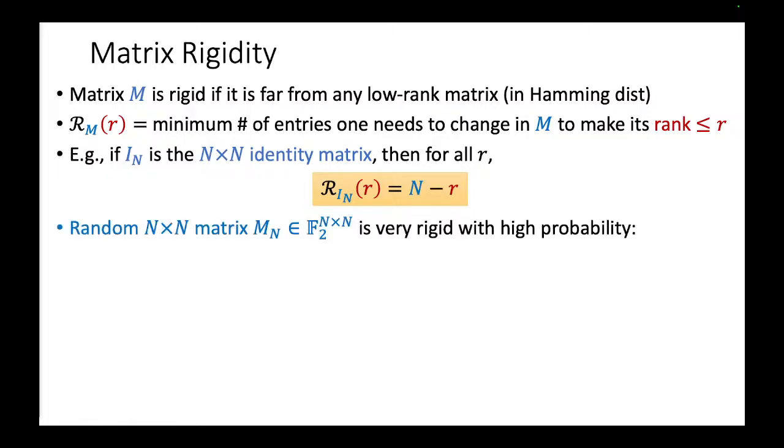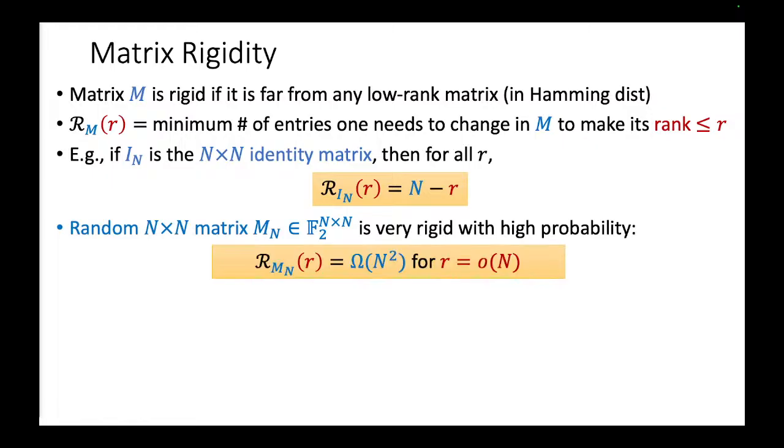By contrast, if you had, let's say, a random n by n matrix over F2, for example, but this generalizes, then it's very rigid with high probability. You likely have to change a constant fraction of all its entries to make its rank even slightly sublinear. So there's a whole challenge here of trying to understand the rigidities of interesting matrices and find rigid matrices. Is the rank here over F2 or R? I guess in this example, F2, but it is true over R also. If you had a 0, 1 matrix over the reals, this statement is also true.